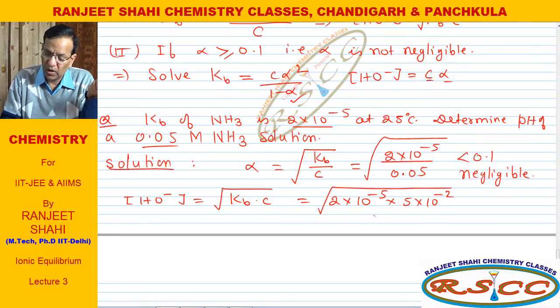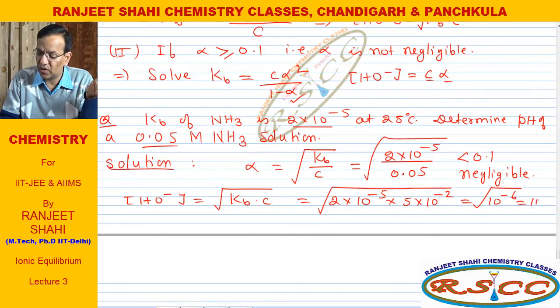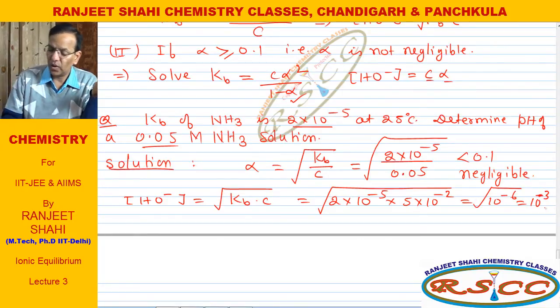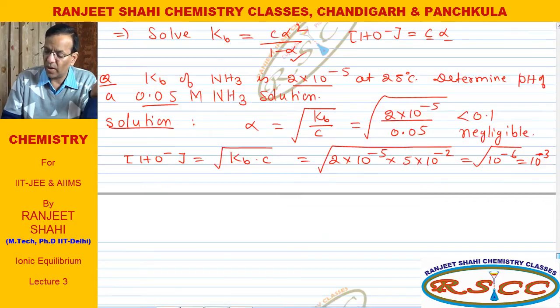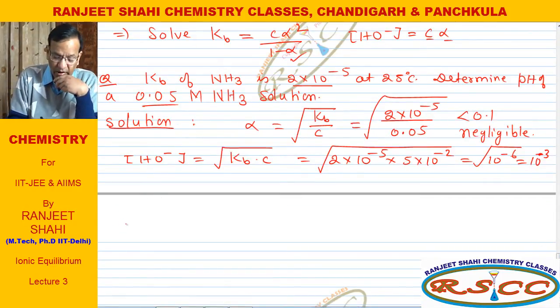So it is 10 into 10 raised to the power minus 7, so it is 10 raised to the power minus 6 under root. So it is 10 raised to the power minus 3. So hydroxide ion concentration is 10 raised to the power minus 3.